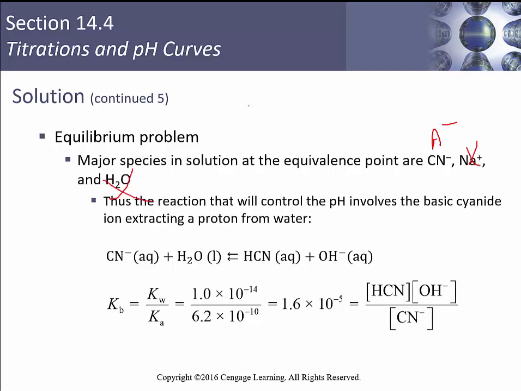So this is just going to be a weak base problem. The reaction that controls the pH involves the basic cyanide ion. So we're going to take our CN− plus H2O, which is going to give us hydrogen cyanide and some hydroxide, which is going to really control the pH. So we've got a Kb. We're going to get that by doing Kw over Ka. Kw is 1 times 10 to the minus 14. Our Ka was 6.2 times 10 to the minus 10, which means our Kb is 1.6 times 10 to the minus 5, equal to our products over our reactants.